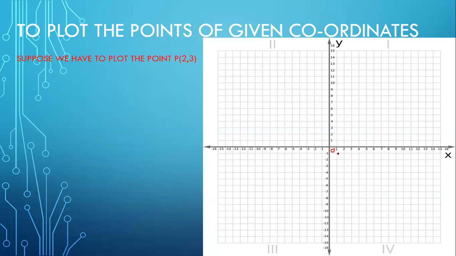Now, the point given to us is P (2, 3). Means the x coordinate is 2 and the y coordinate is 3. So, on the x-axis, where is 2? See here, right? And on the y-axis, where is 3? Over here. So now we have to draw a line parallel to the y-axis from number 2. Can you see here? I have started drawing this line and this line is parallel to the y-axis. And I have started from 2 because my x coordinate is 2. So we have to start drawing from here.